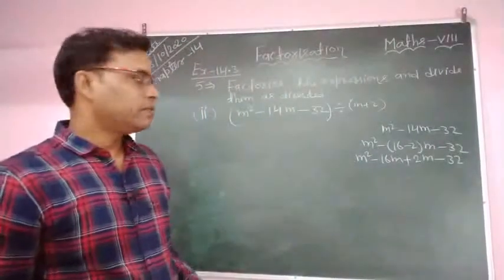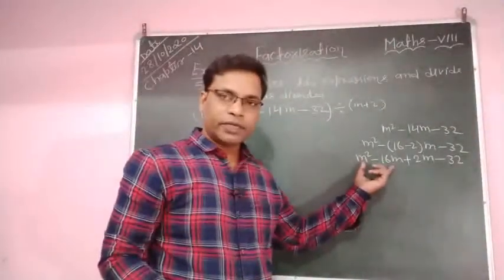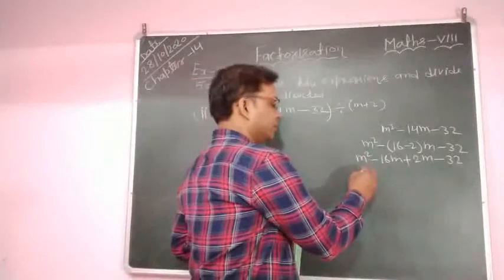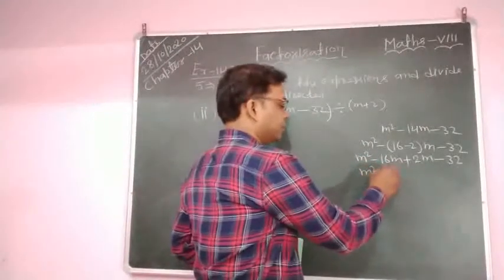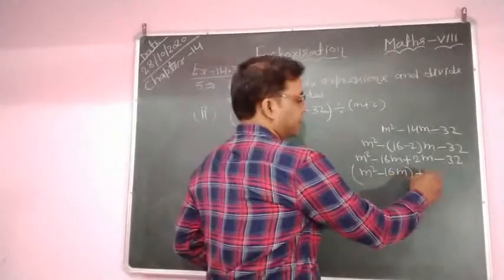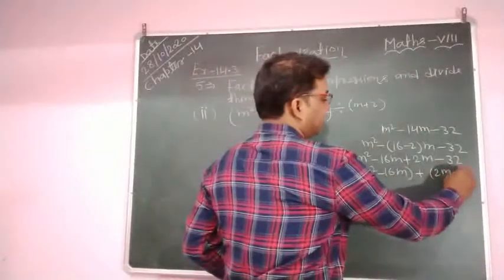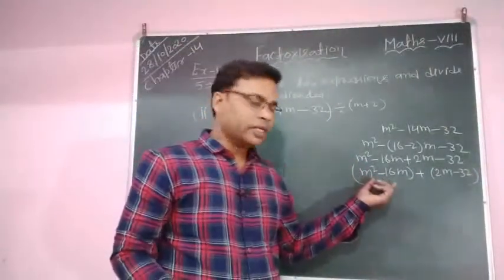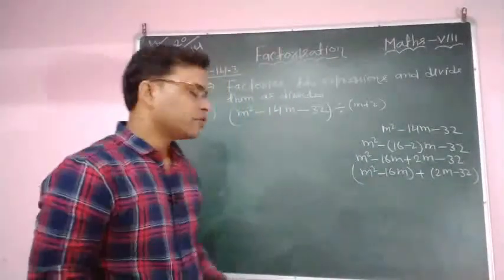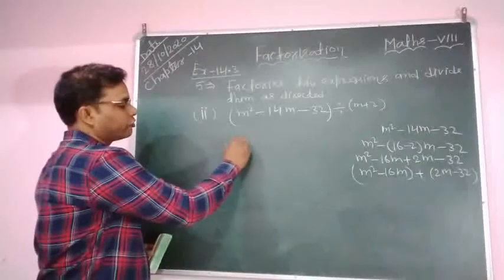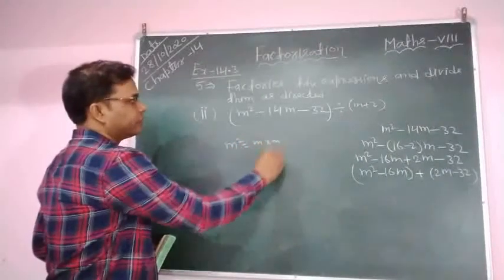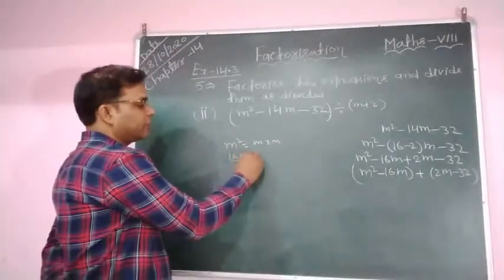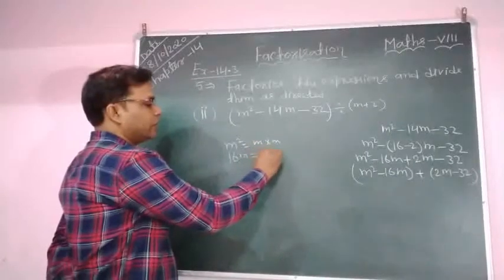Clear? So for factorization we divide it into two groups. First group is m square minus 16m, and plus second group is 2m minus 32. Clear? So you observe here in the first group this is m square minus 16m. So m square means you know very well, m square means m into m. Clear? And 16m you can write it m into 16 or 16 into m.